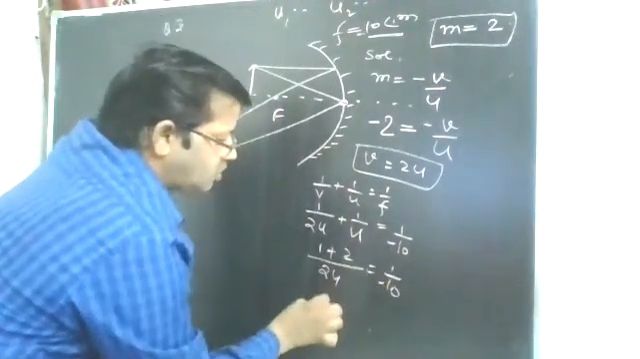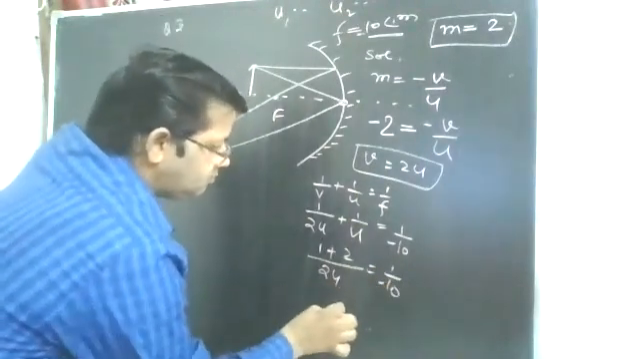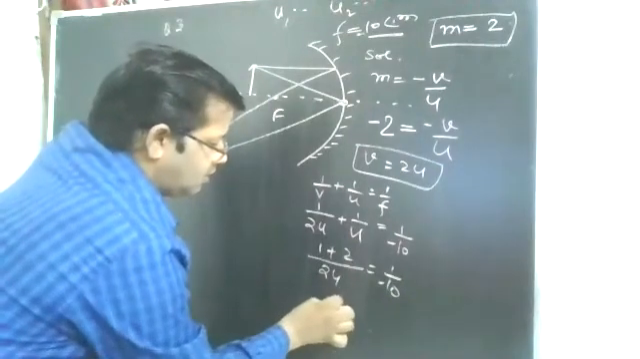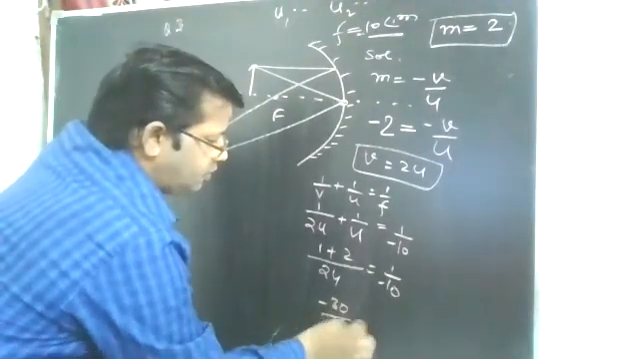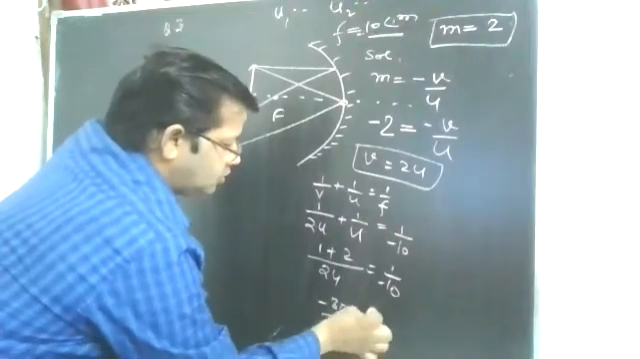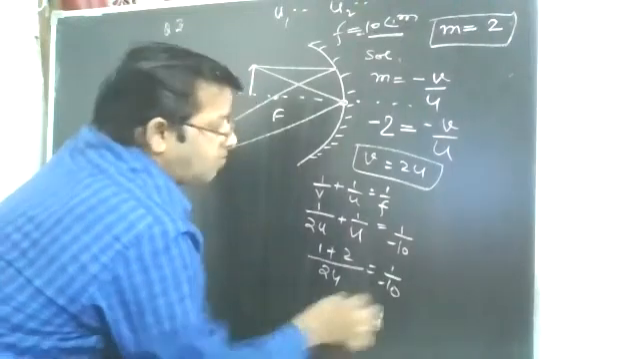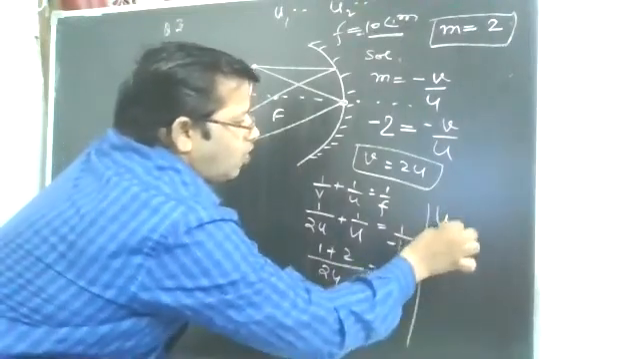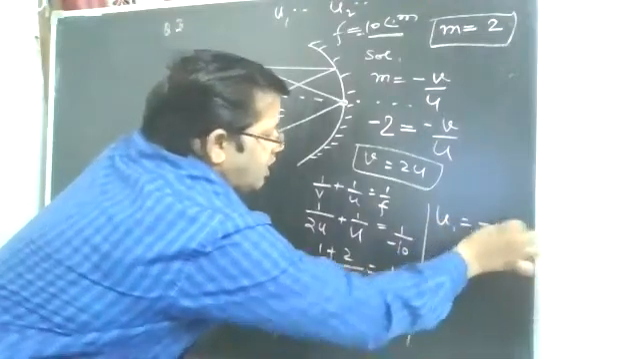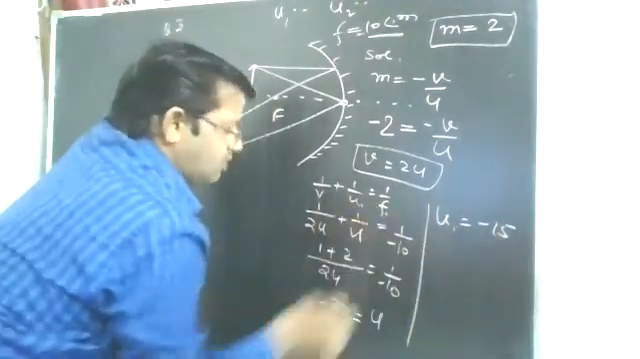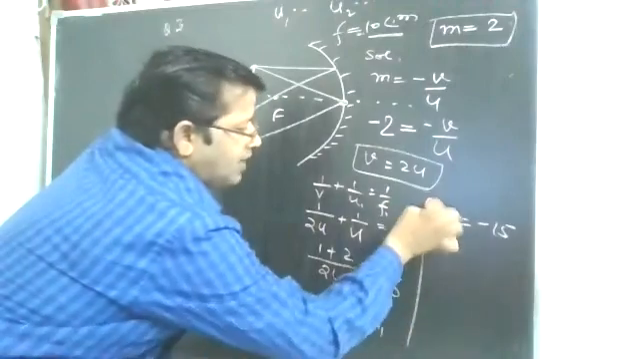So this answer comes out to be minus 30 upon 2 is equal to u, that is minus 15 centimeter. u1 is equal to minus 15. Take this as the first condition. So u1 comes out to be minus 15 centimeter.